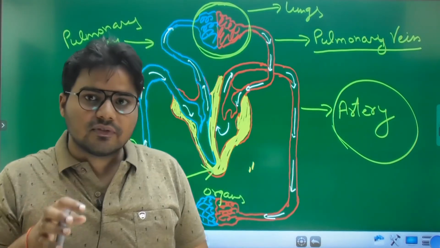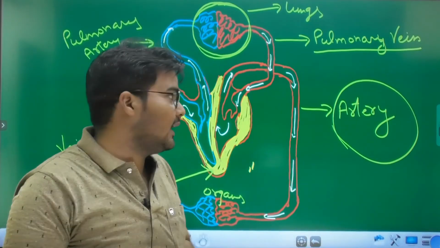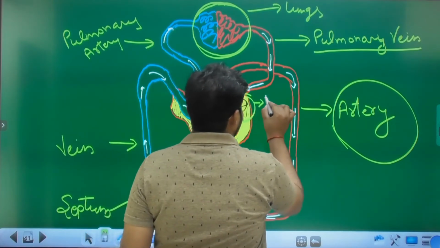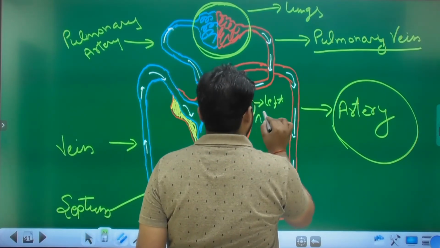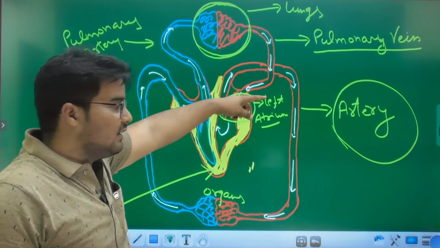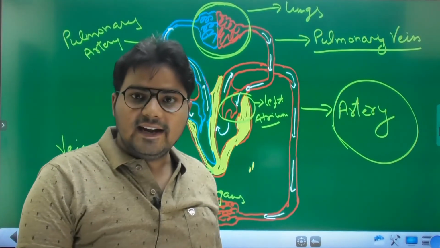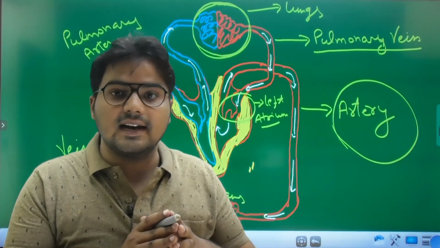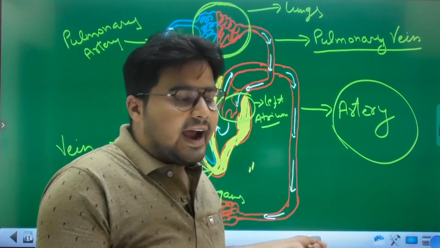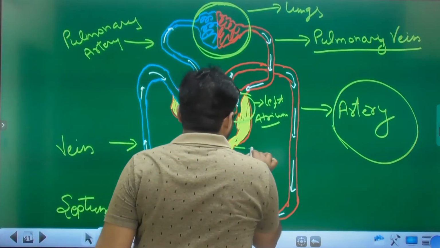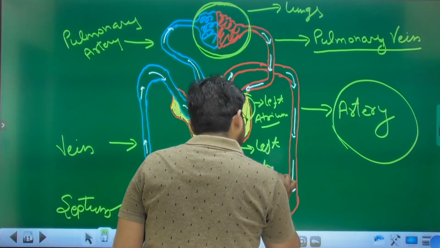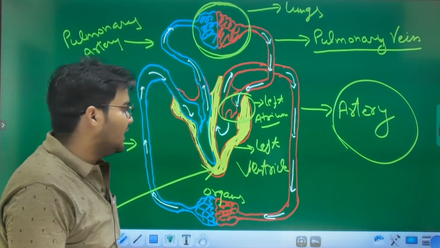The blood comes from the lungs by the help of pulmonary vein and comes into the left atrium. Clear? So blood comes from the pulmonary vein and it deposits in the left atrium, and left atrium sends the blood in the left ventricle, and the heart makes the high pressure and sends it to the artery. This one is your left ventricle.